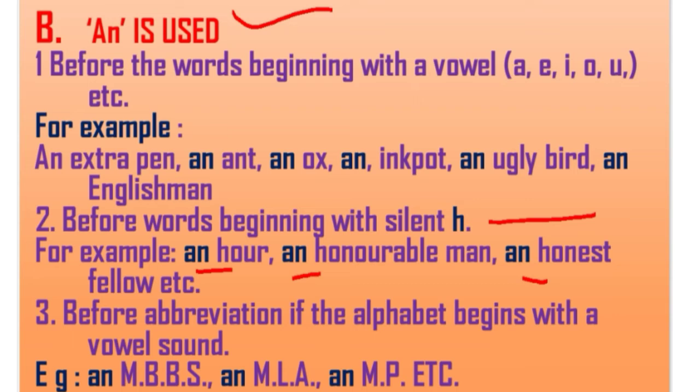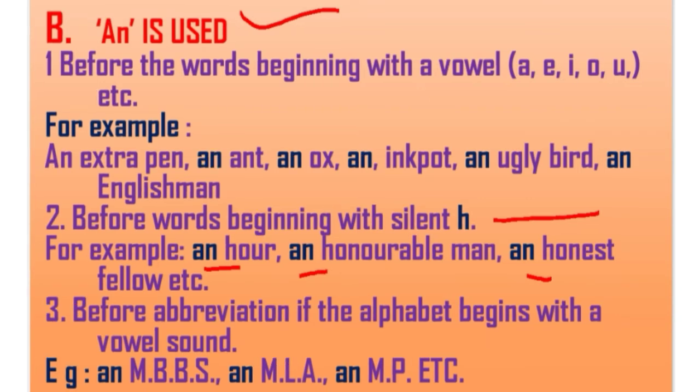Before words beginning with silent H. There are some words in which H is used in the beginning, but that H is silent. So in that case also we use the article 'an'. Why? Because the sound that comes is of a vowel. Though the consonant H is used there, H remains silent and then the vowel sound comes. So definitely in that case we use an hour, an honorable man, an honest fellow.